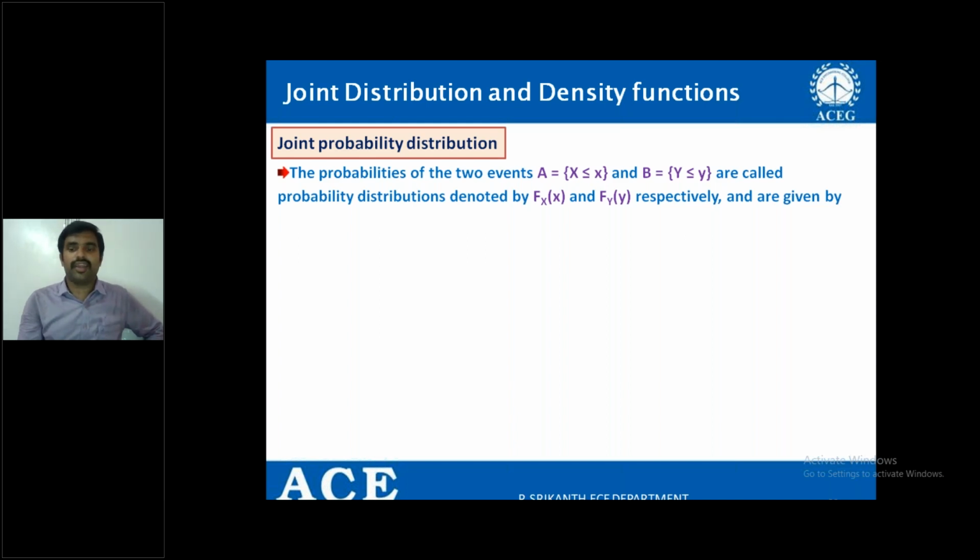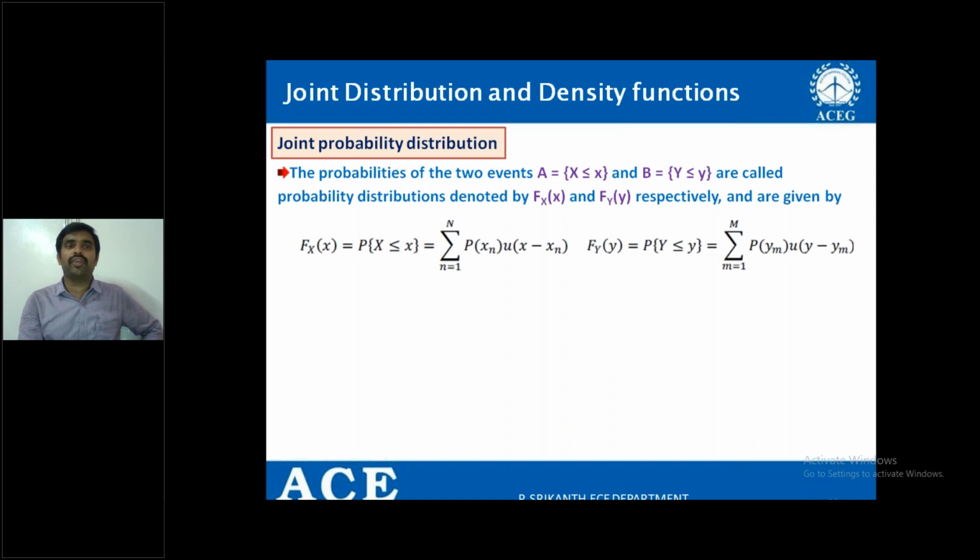We know that the distribution functions are given by, how do you give a relation? Fx of x equal to P of X less than or equal to x, right? If they are discrete, summation P of xn u of x minus xn. Similarly, Fy of y equal to P of Y less than or equal to y, summation P of ym u of y minus ym. These two are distribution functions of the two random variables X and Y.